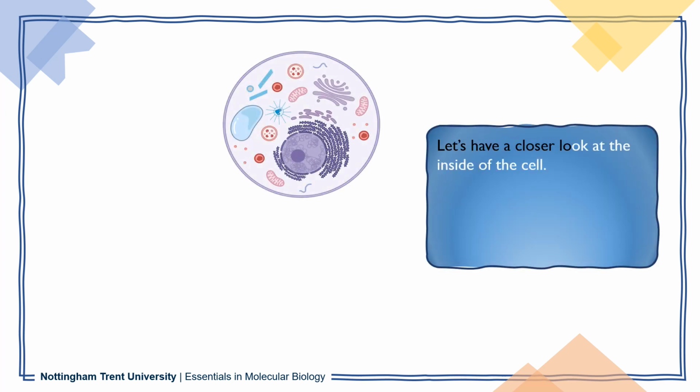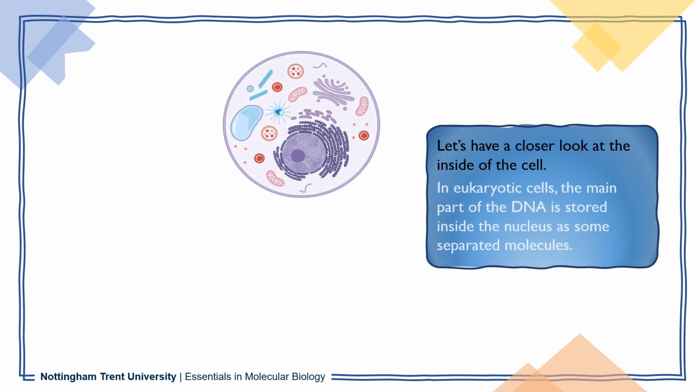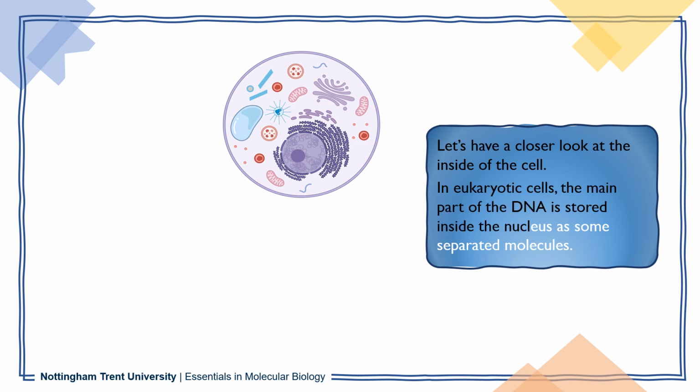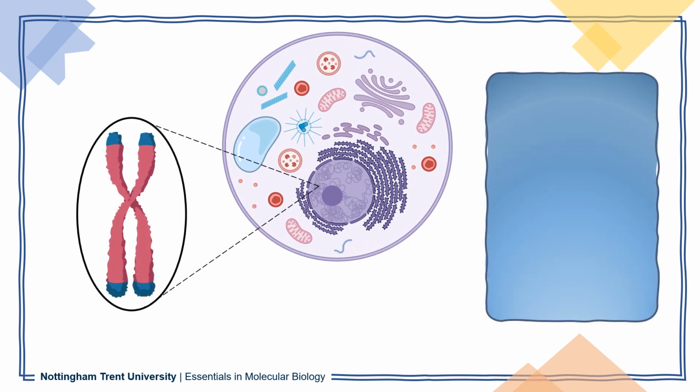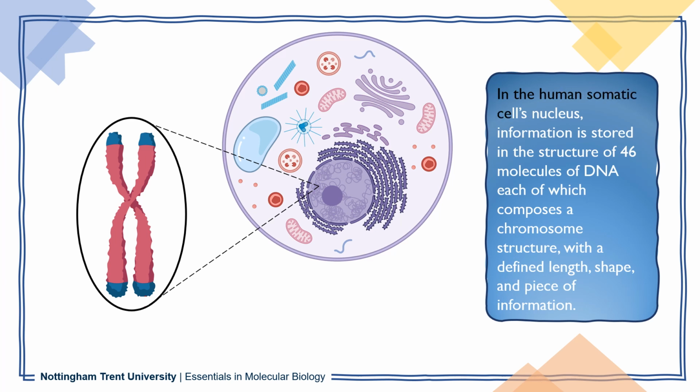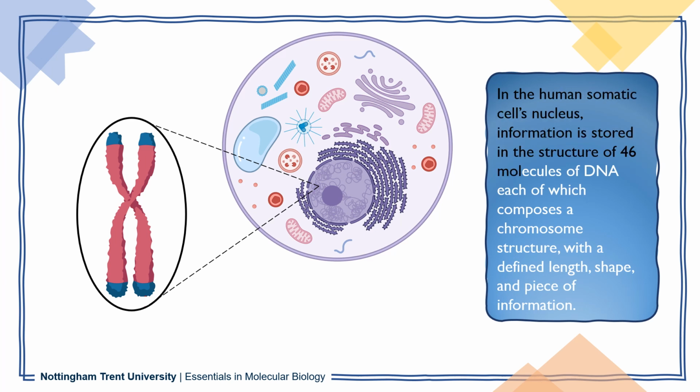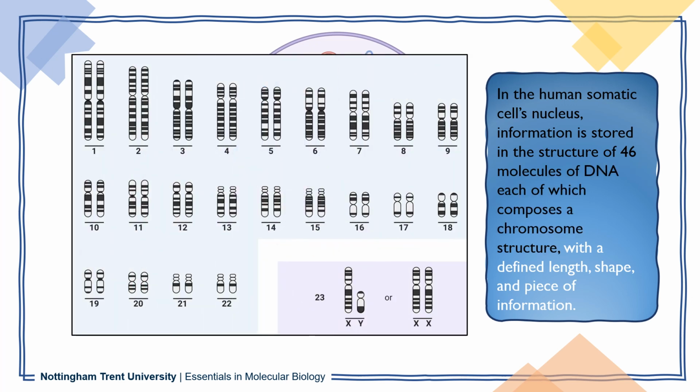Let's have a closer look at the inside of the cell. In eukaryotic cells, the main part of the DNA is stored inside the nucleus as some separated molecules. In the human somatic cell's nucleus, information is stored in the structure of 46 molecules of DNA, each of which composes a chromosome structure, with a defined length, shape, and piece of information.